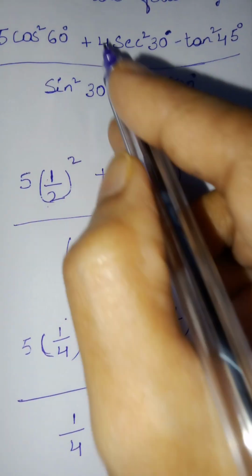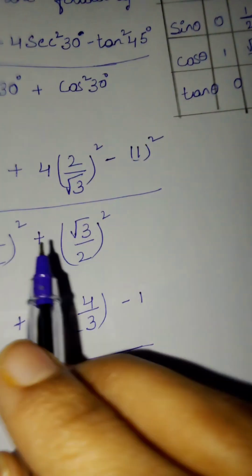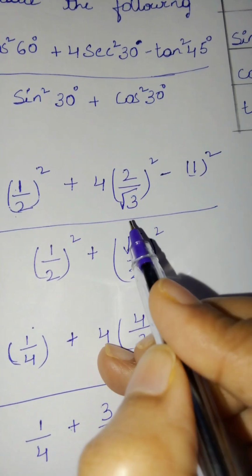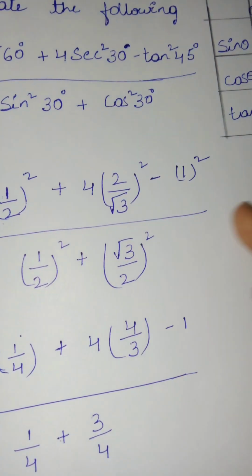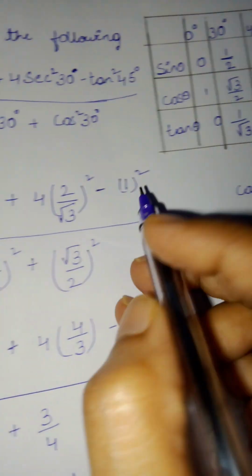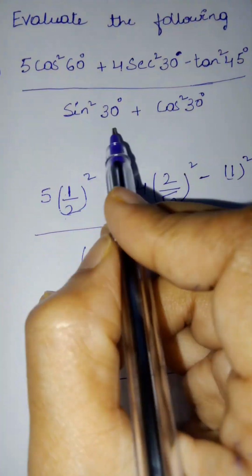So 4 into sec² 30. So sec 30 is 2 upon √3. Sec² 30 will be (2 upon √3) whole square, minus tan² 45. So tan 45 is 1. Tan² 45 will be 1 whole square, upon sin² 30.